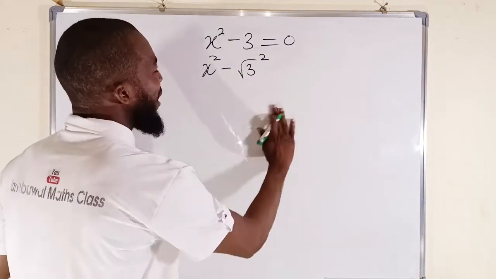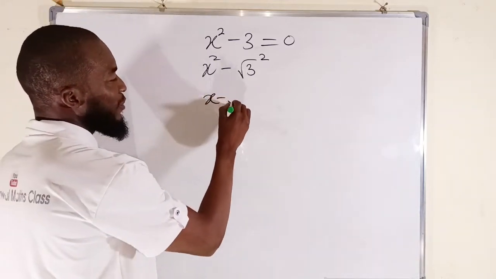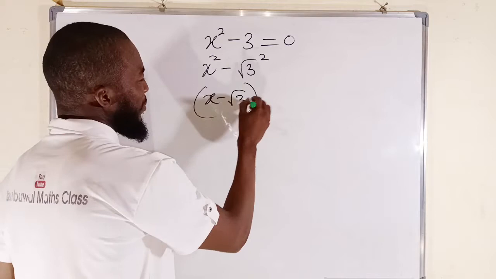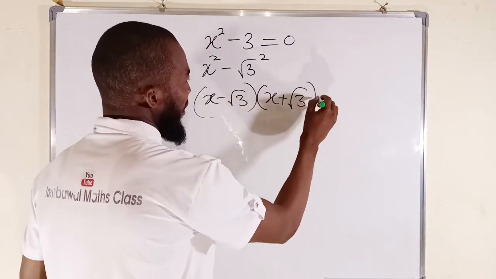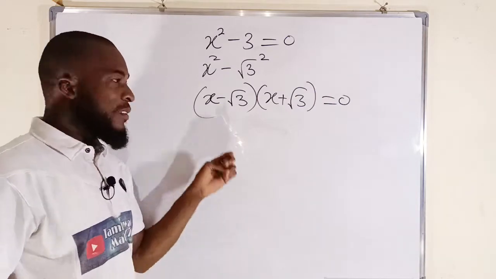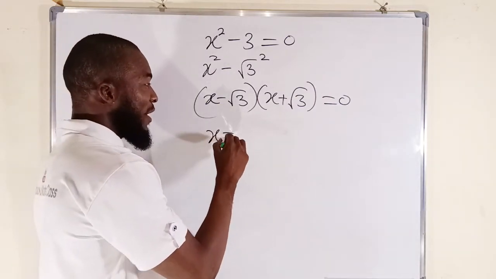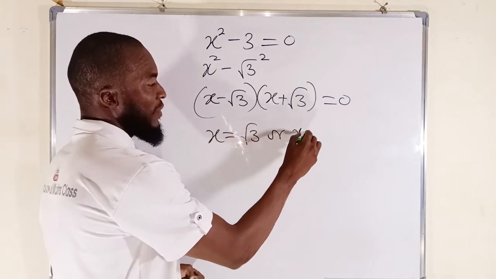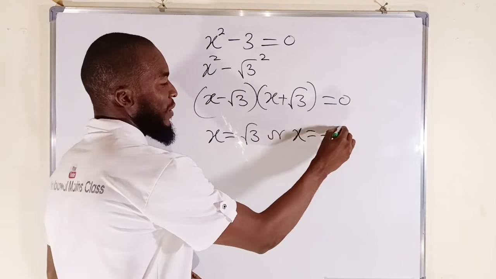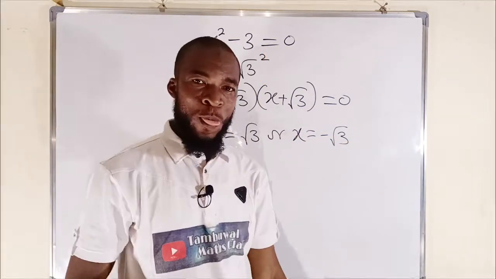So from here, we can apply difference of two squares to factorize this as x minus the square root of 3 multiplied by x plus the square root of 3 equal to 0. Setting each factor to be equal to 0, it implies that x could either be square root of 3 or x equal to negative square root of 3. And these are just the solutions to this problem.